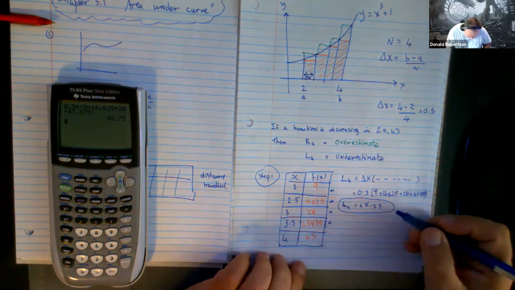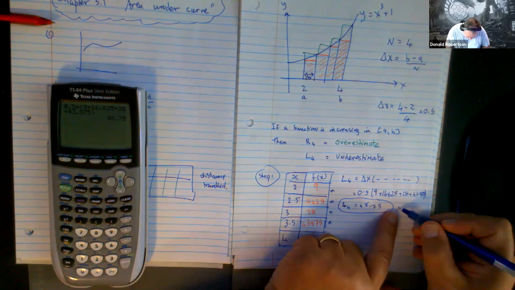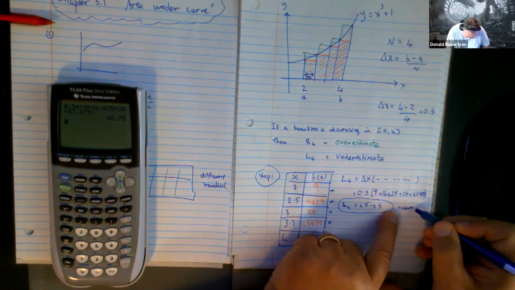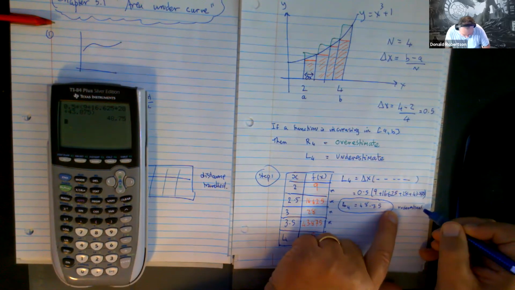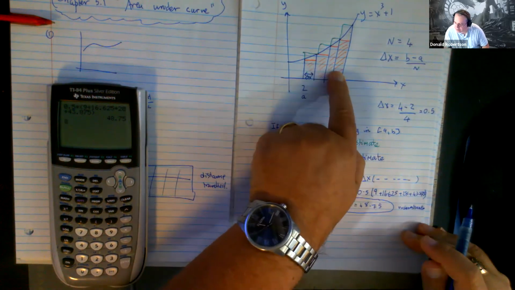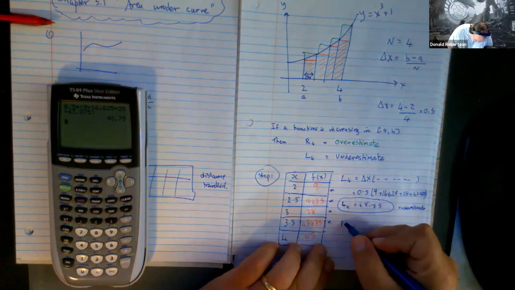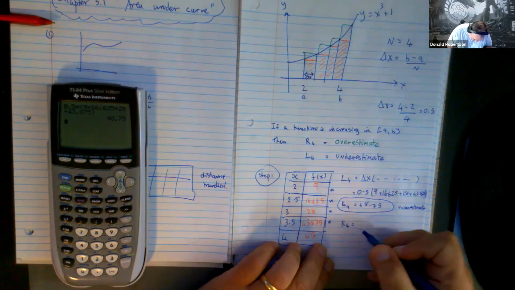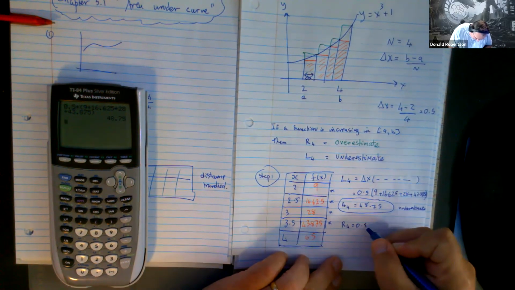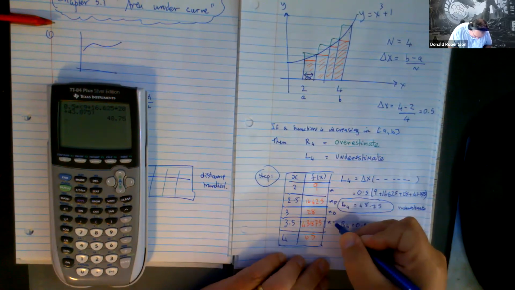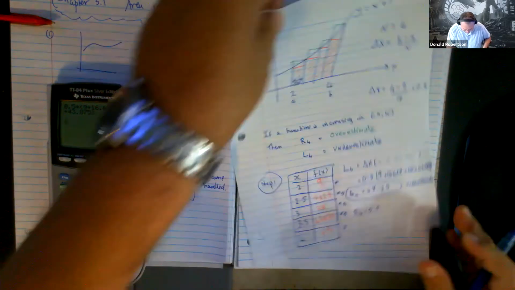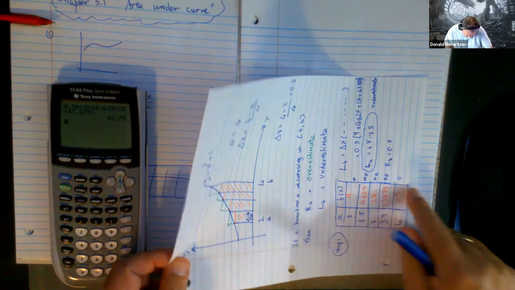Now, since this is an L4, isn't this an underestimate? Can you see it's the red guys, right? It's an underestimate. So I'm now going to do R4. And R4 will be 0.5, but it will be those guys. If you turn it on its side, you see it's the 4 on the right.